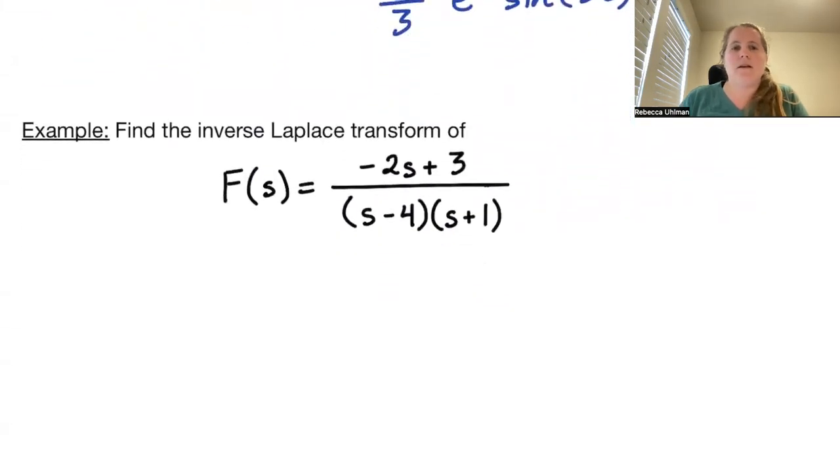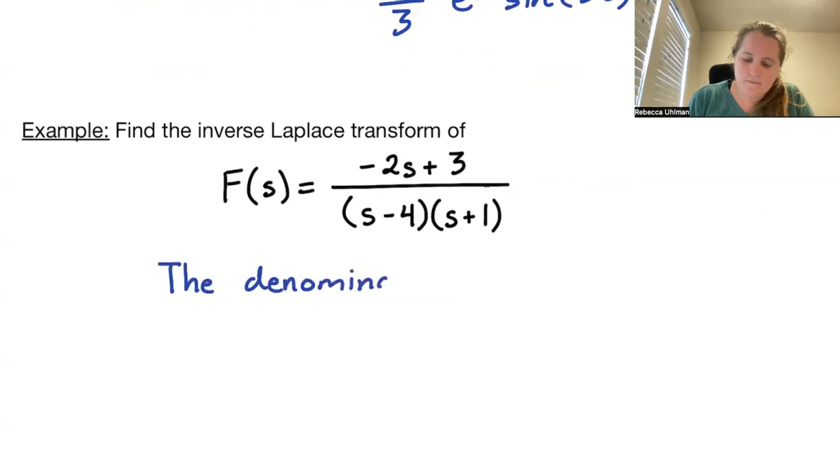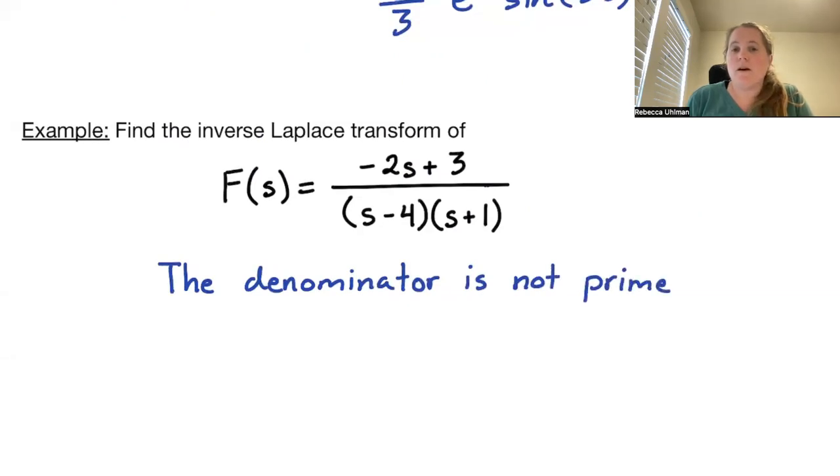Let's look at F(s) equals (negative 2s plus 3) over (s minus 4) times (s plus 1). So in this case, we have a product of factors in the denominator. The denominator is not prime, nor is it just a power. But if it's not prime, we need to run partial fractions.